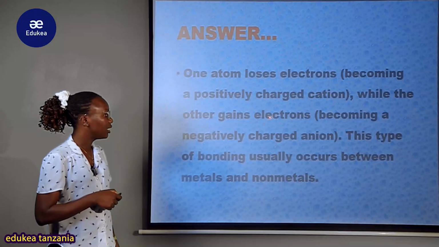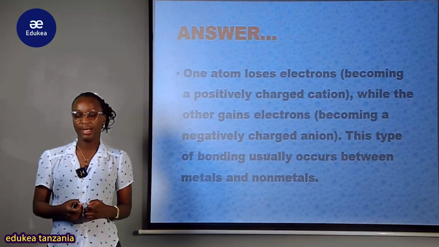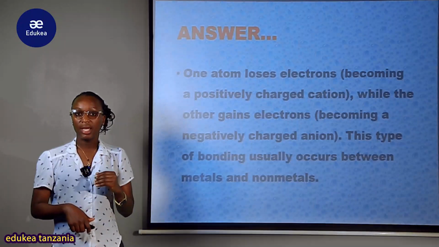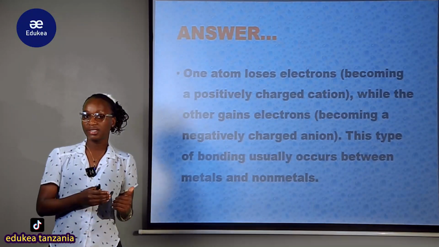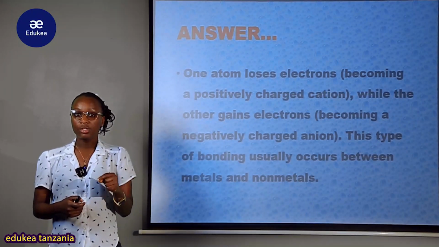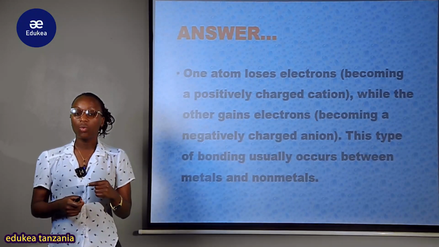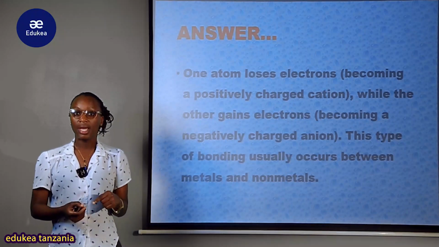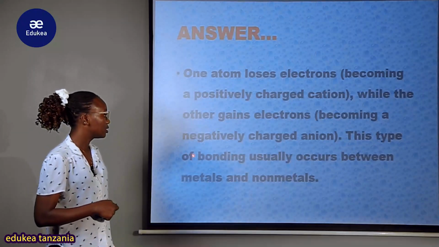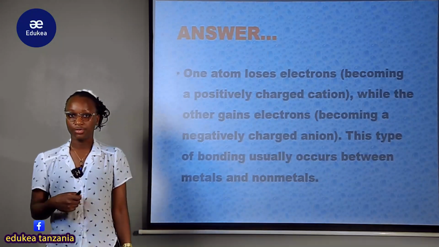Okay, while the other gains electron becoming a negatively charged ion, ambayo ni anion. Na hizi always ambazo zina gain ni those non-metals. Kwa hiyo utakuja kuona kwamba we have cation and anion. Cation is formed after the element loses electron and becomes positively charged, lakini anion inakuwa formed endapo non-metal imegain electron and becomes negatively charged. Okay, these types of bonding usually occur between metals and non-metals, kama nilivyosema mwanzoni.